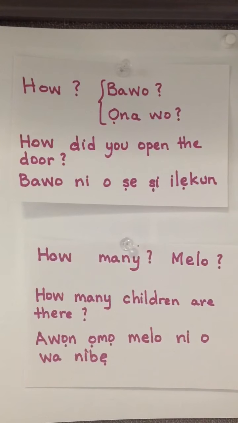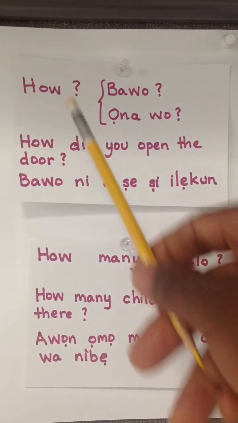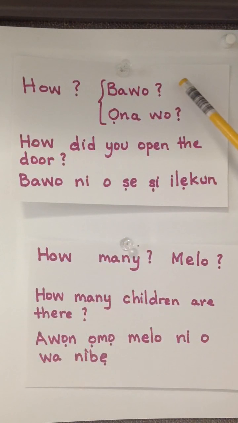Now, let us look at a few more questioning words. A couple more ways in which we ask questions. How is very common. How do you do? How would you do this? How did you do that? The Yoruba words or ways in which we say that are báwo, or we can say ọ̀nà wo.